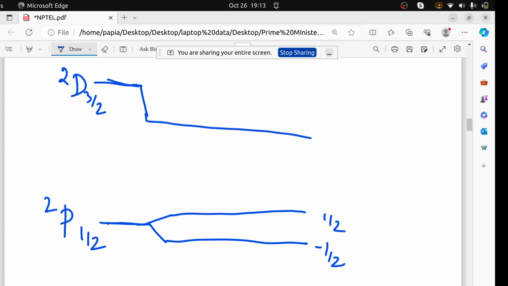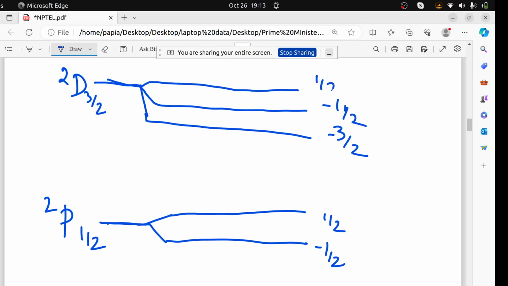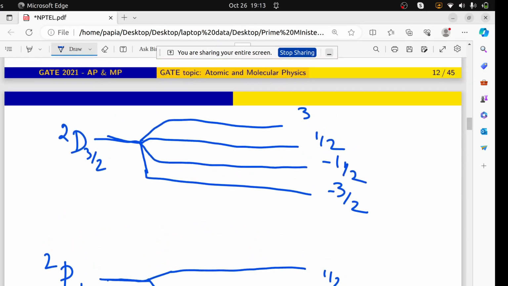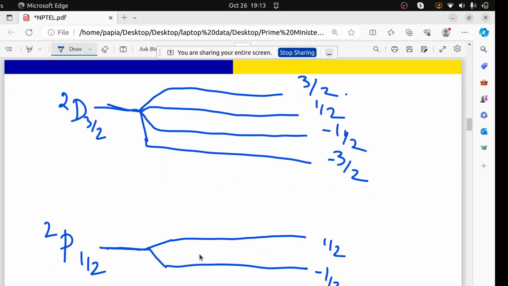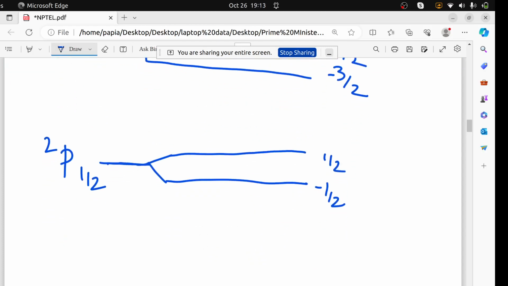We have 4 mJ values: minus 3/2, minus half, plus half, and plus 3/2. So we have 4 splitting levels due to the weak magnetic field. Now due to the Zeeman effect, there is a selection rule.